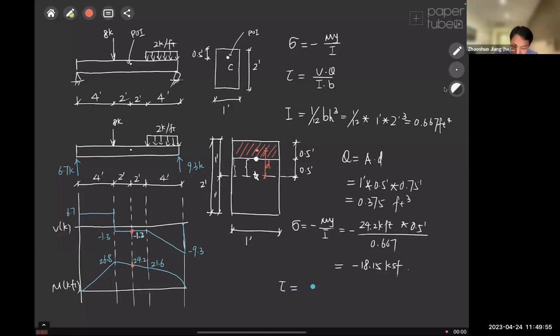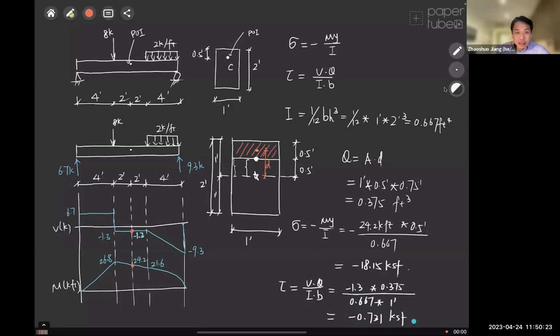Now tau is equal to V times Q divided by I times b. The V is negative 1.3. The Q is 0.375 as we calculated, and I is 0.667. And the b is the width, right? That is 1 foot. So if you calculate that out, that's negative 0.731 KSF.